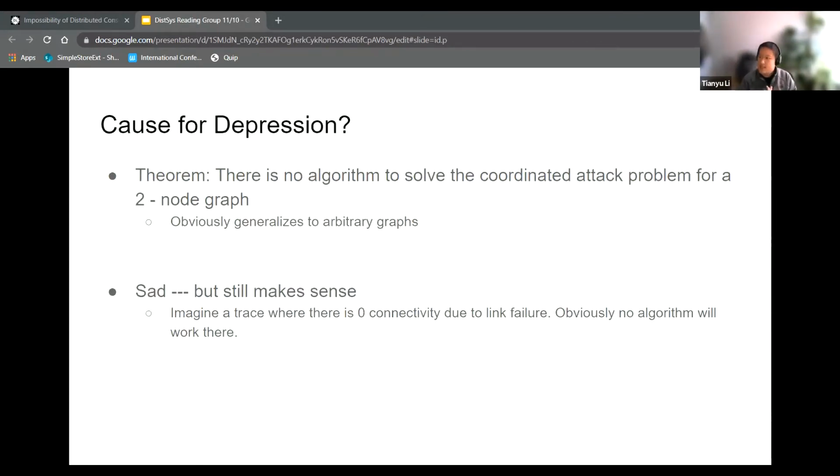Now the question is, is this really a bad result? Well, first of all, obviously there's the theorem that no algorithm exists to solve the coordinated attack problem for even a 2-node graph, which obviously generalizes to arbitrary graphs. But it's a sad result. It still makes sense, right?